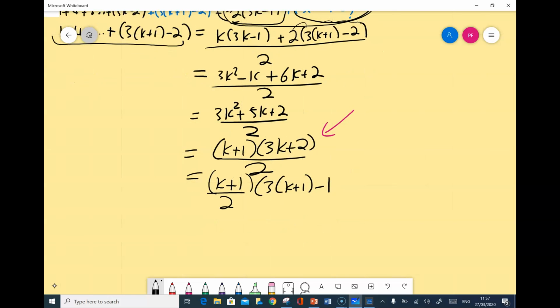Okay, so it's true for n equals k plus 1, true for n equals 1. So therefore it's true for n equals 1 plus 1, true for n equals 3, etc. Hence it's true for all n.